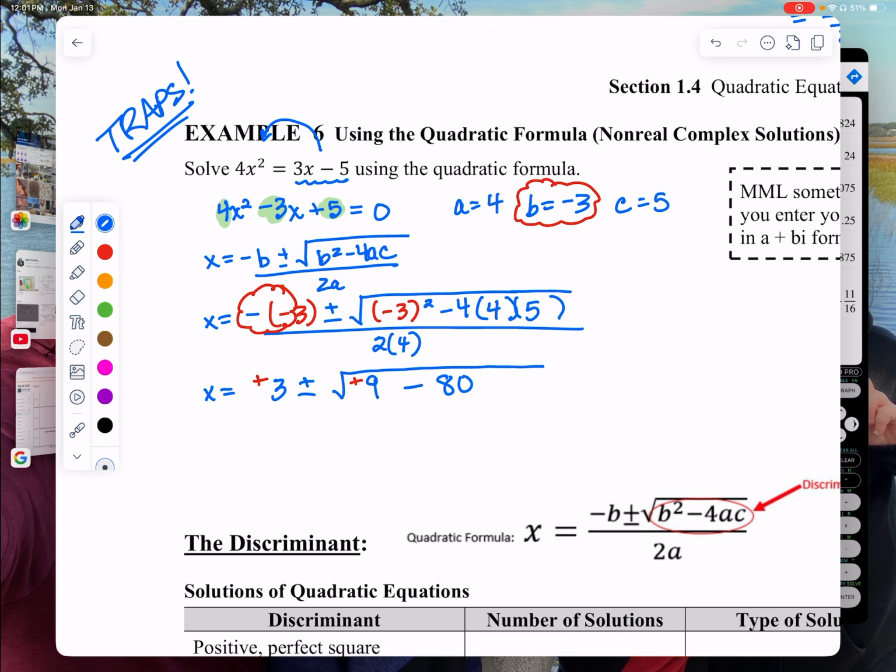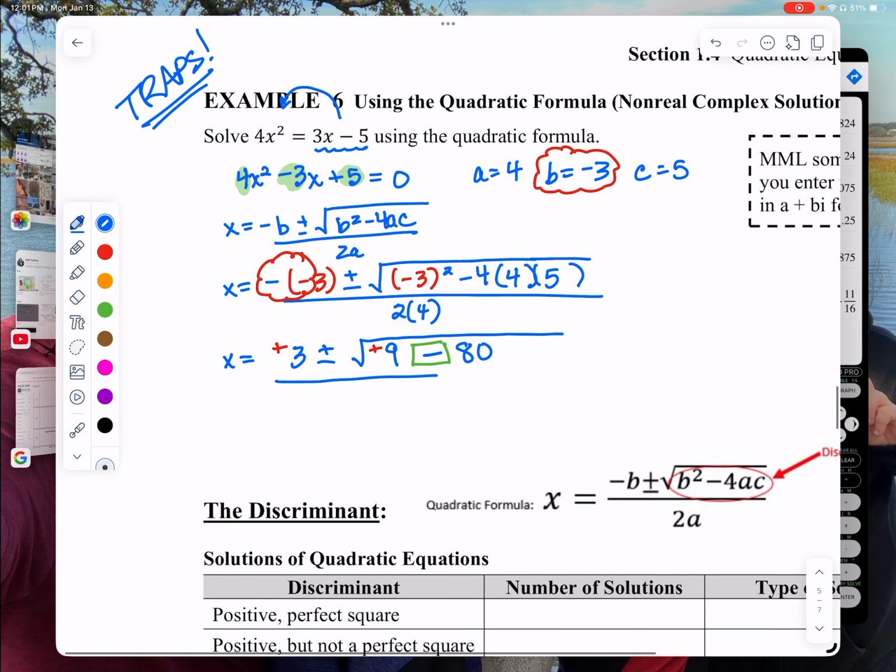So that was one of my traps. Remember, that was my older trap. Other trap was that sign, but it's not really a trap in this one. And then I'm going to divide it by 8. So I get 3 plus or minus the square root of negative 71 over 8. I can't do anything to that negative 71, but I can take that i out.